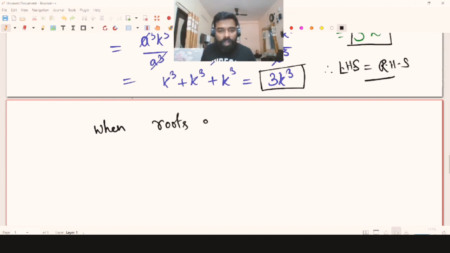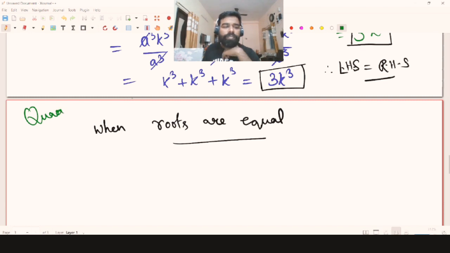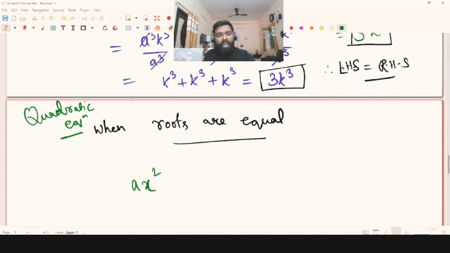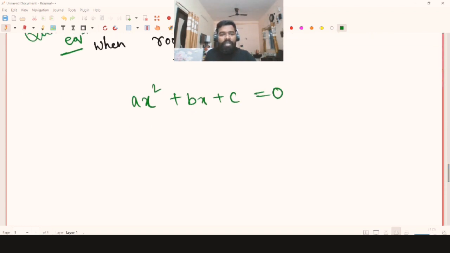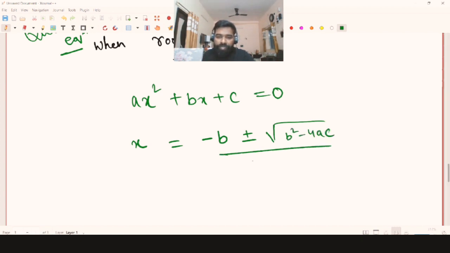When roots are equal, this is from quadratic equation. Whenever we have a quadratic equation like ax square plus bx plus c equal to 0, the quadratic formula, or we say Sridharacharya formula, is x equals minus b plus minus root under b square minus 4ac, by 2a. This is the quadratic formula.